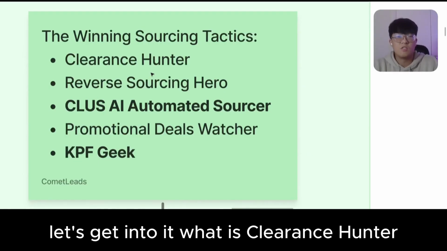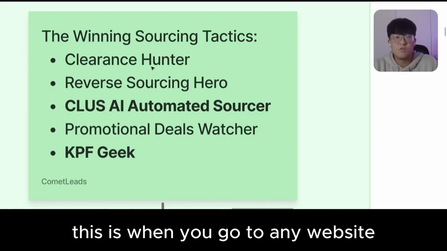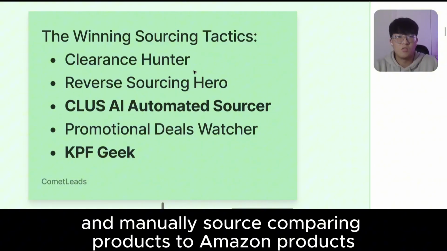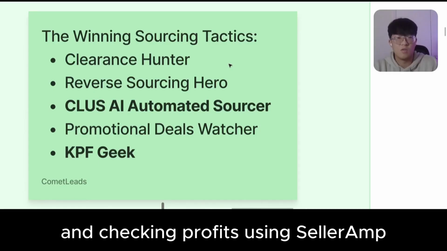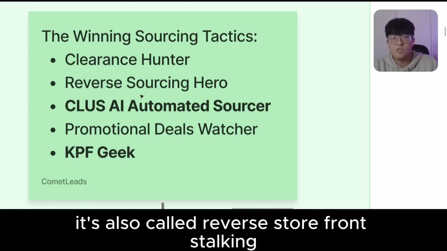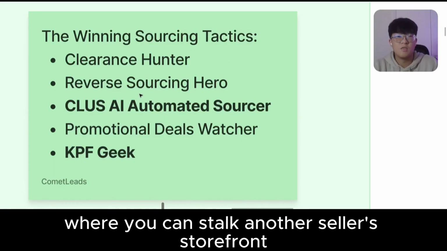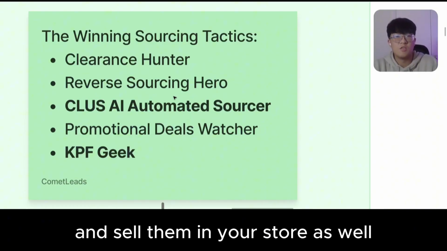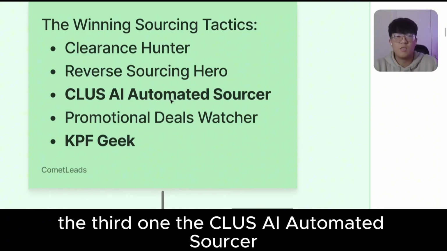Let's get into it. What is Clearance Hunter? This is when you go to any website and go straight to the sales and clearance section and manually source, comparing products to Amazon products and checking profits using CRM. Second, it's called reverse sourcing. You might have heard of this. It's also called reverse storefront stalking, where you can stalk another seller's storefront and source whatever product they're selling and sell them in your store as well. The third one, the Close AI automated sourcer.